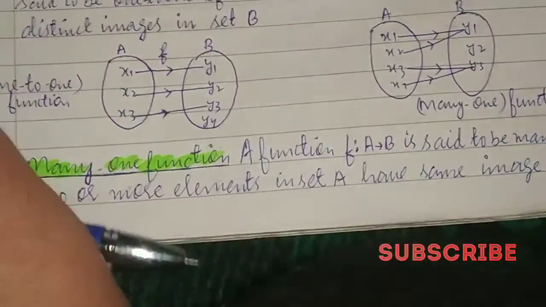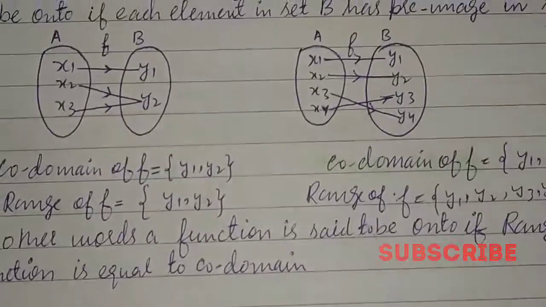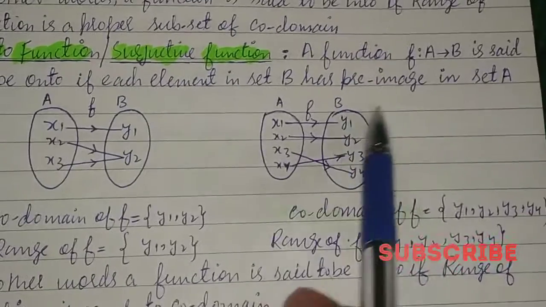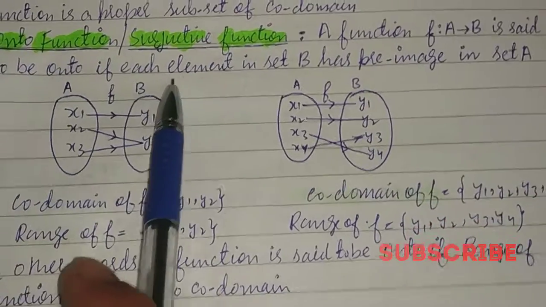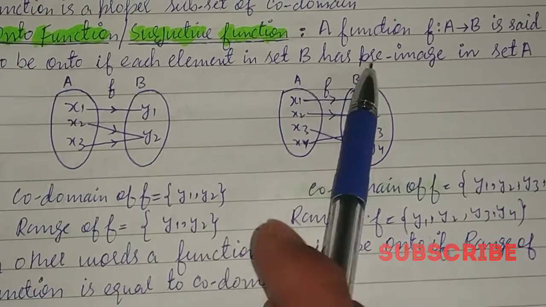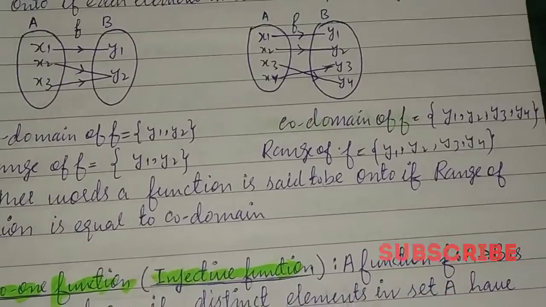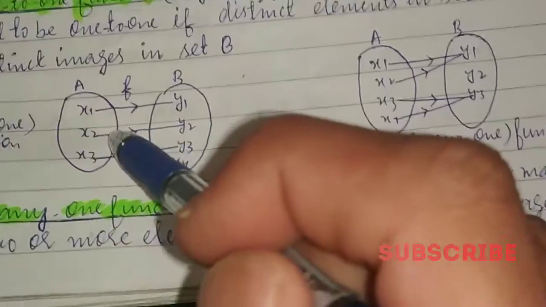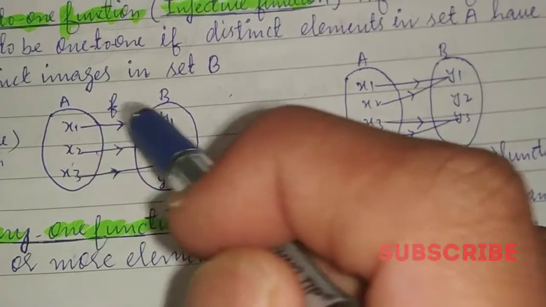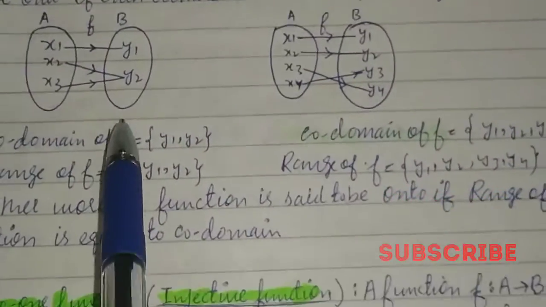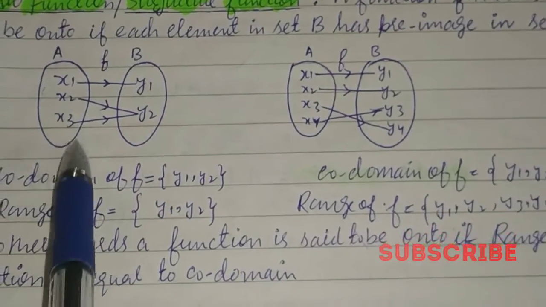Similarly, what's an onto function? A function f from A to B is said to be onto if each element in set B has a pre-image in set A. It looks quite like its inverse. Here each element in set A should have a distinct image in set B. Here each element in set B should have a pre-image in set A.